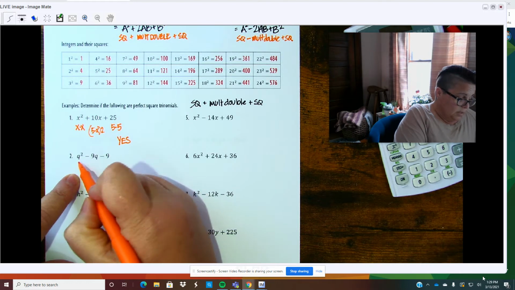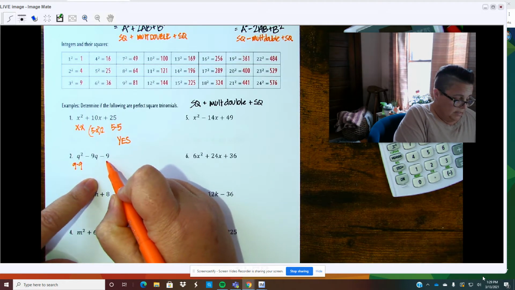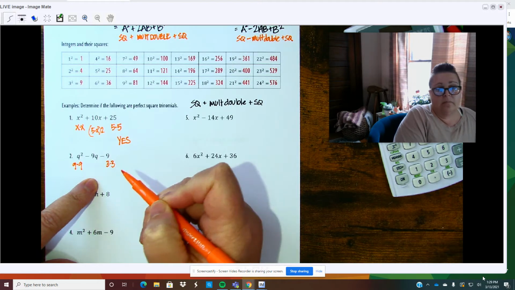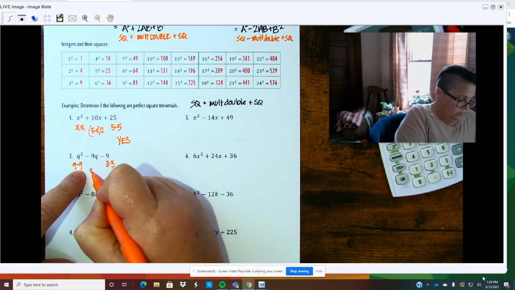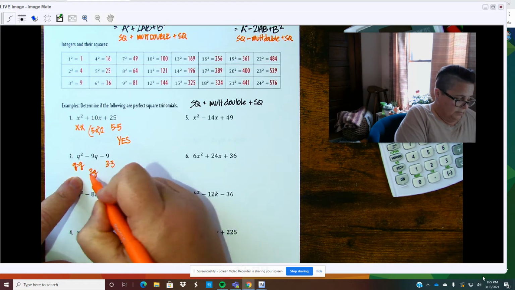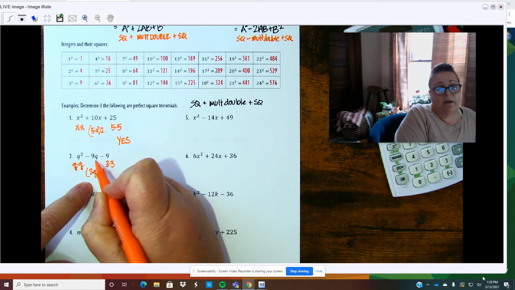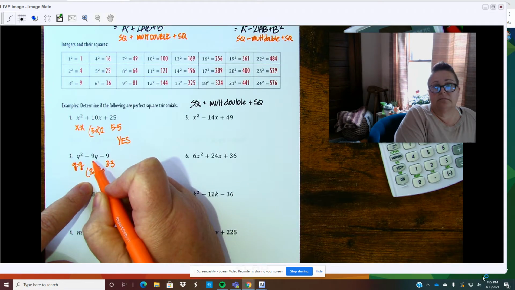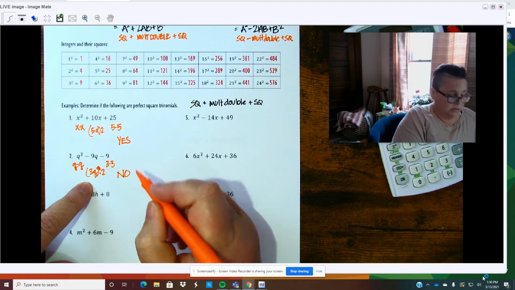Number 2, q squared is q times q. 9 is 3 times 3. If I multiply 3 times q, and I double it, not square it, times 2, that would be 6q, and this is 9. Okay, so this one is not a perfect square trinomial.